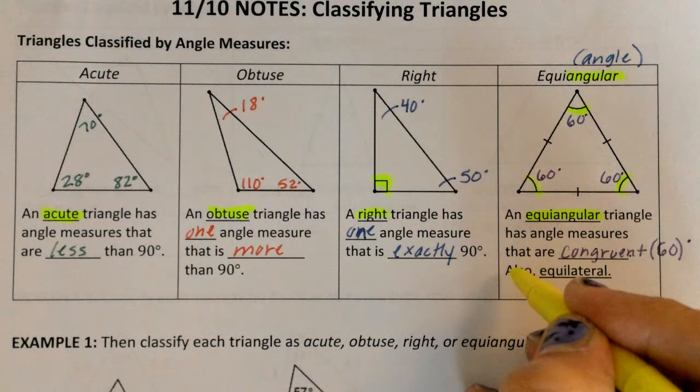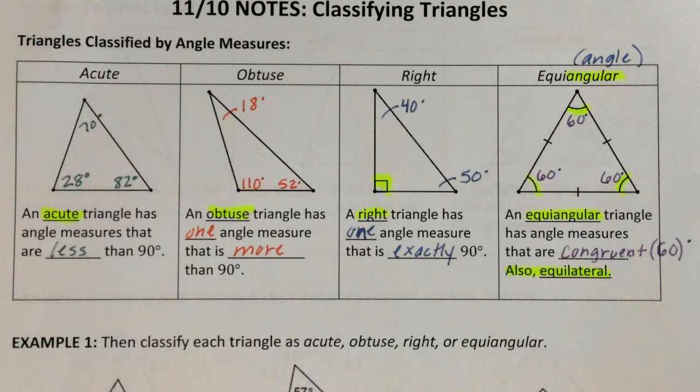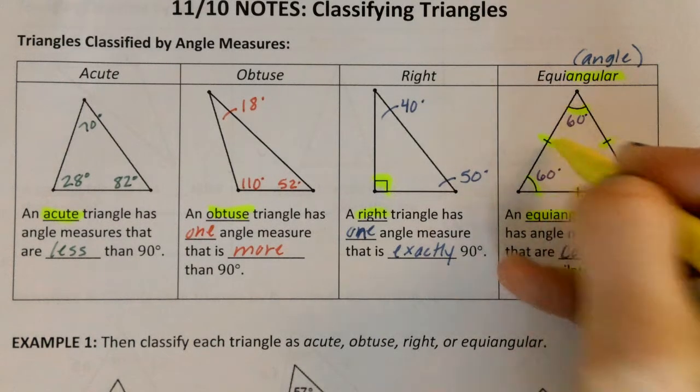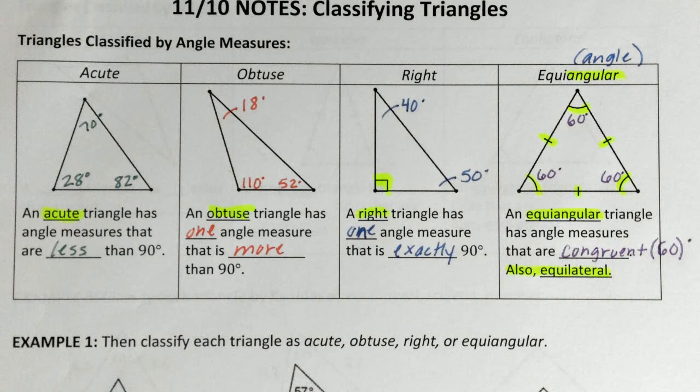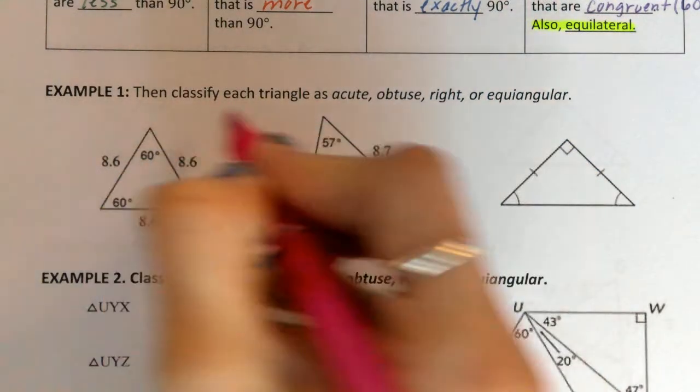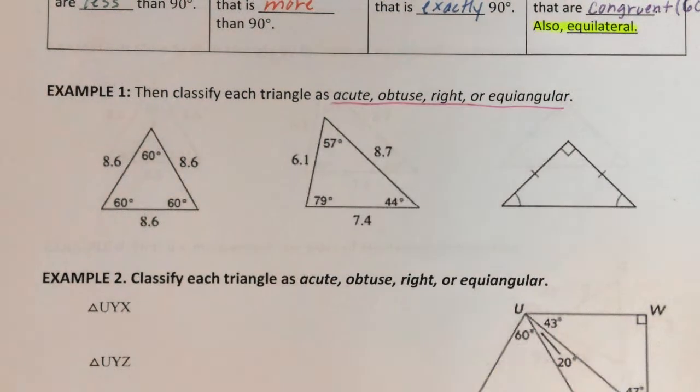This is also going to be equilateral, meaning equal sides. So every time you have an equiangular triangle, you also have equilateral. Every time you have equilateral, you'll have equiangular. They go together. So we're going to take these and classify them as either acute, obtuse, right, or equiangular. When we take a look at the first one, we're looking at our angles. We're not worrying about the sides right now. We're classifying them by one of these angles.